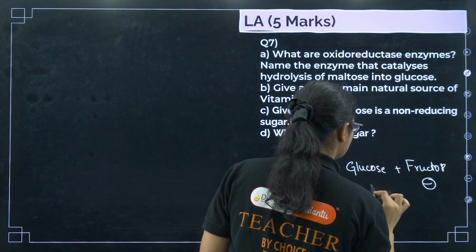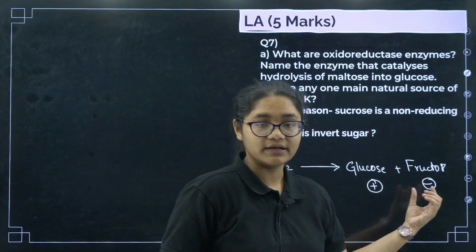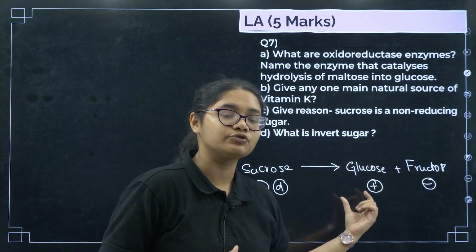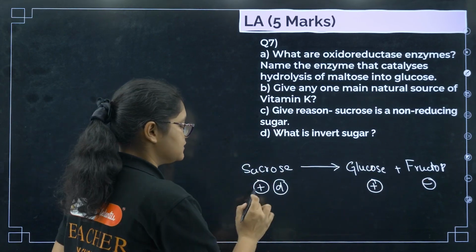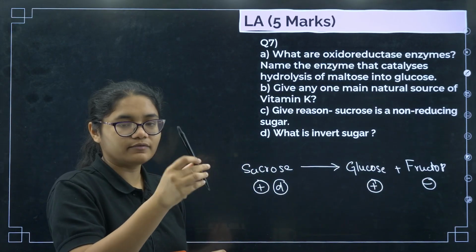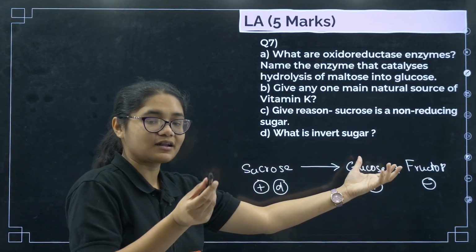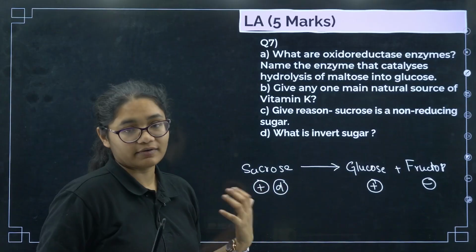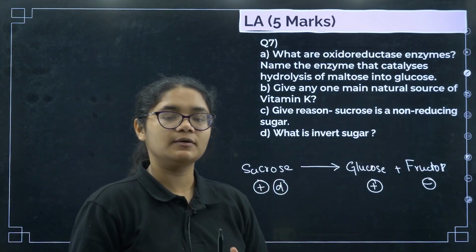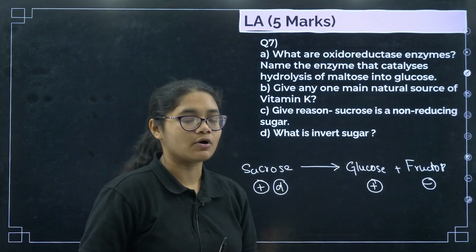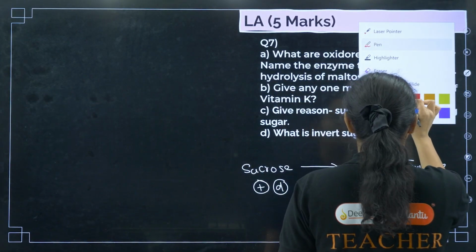Fructose is levorotatory and glucose is dextrorotatory, but the levorotation of fructose is more than the dextrorotation of glucose. So overall, initially the light was rotating in the clockwise direction, but as time passed, as more fructose formed, it started rotating in the anti-clockwise direction. So there is an inversion of the direction of rotation of light. So this mixture is called an invert sugar. I hope this is clear now.